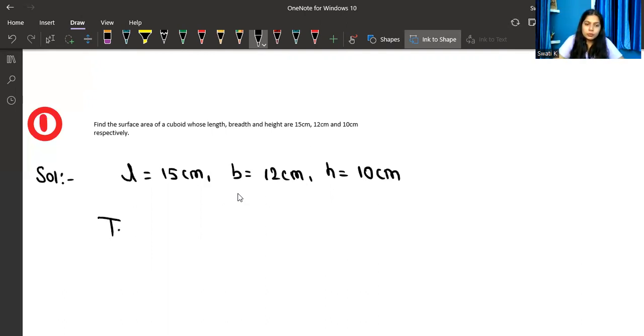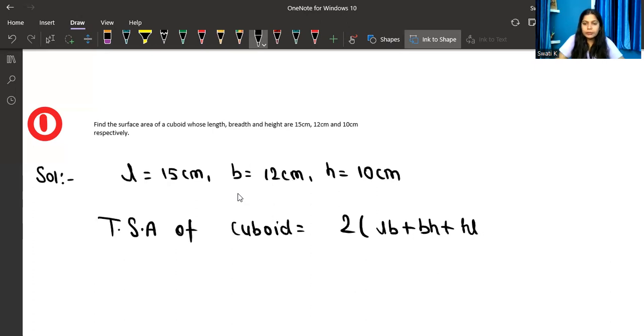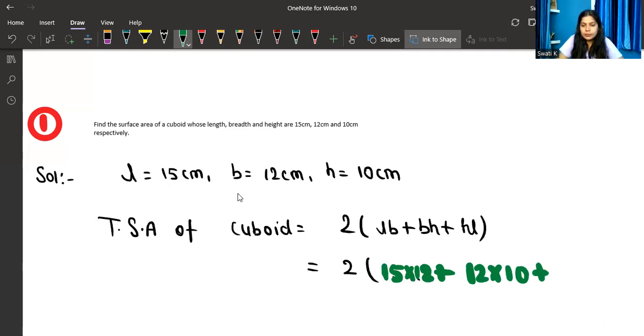So what is the total surface area of cuboid formula? We just now wrote it. The formula was 2 times L into B plus B into H plus H into L, right? So using this formula, it will become 2 times L into B, that means 15 times 12, plus B into H, which is 12 times 10, plus H into L, which is 10 times 15. Now we have to simply simplify this.